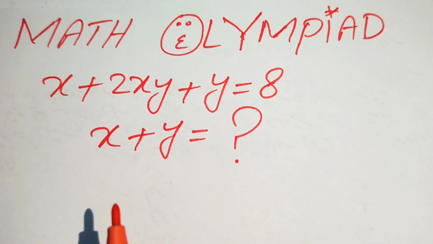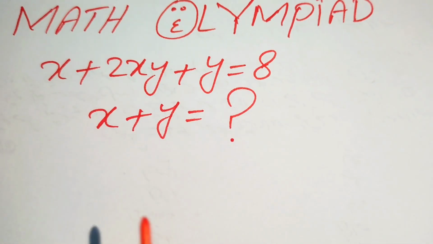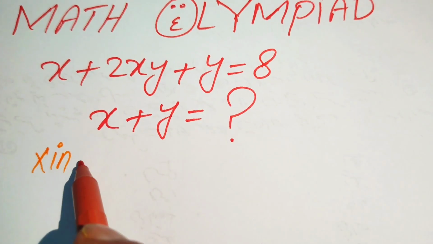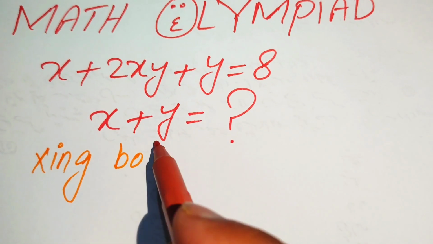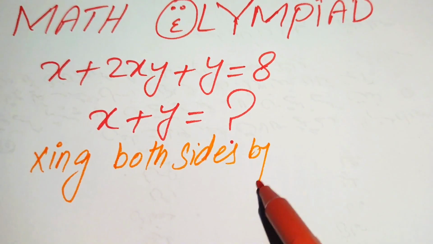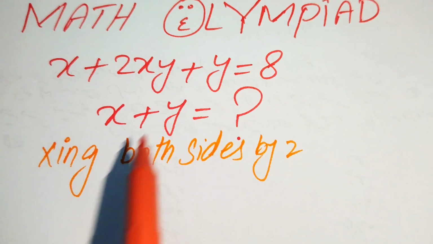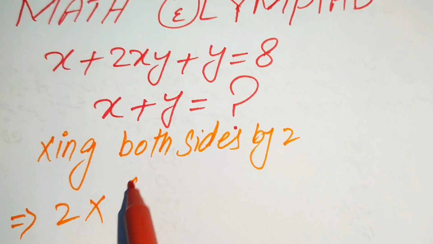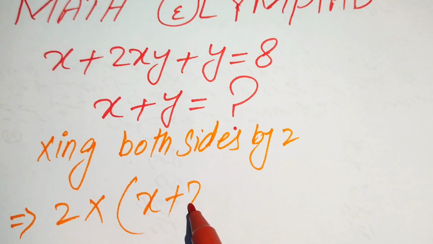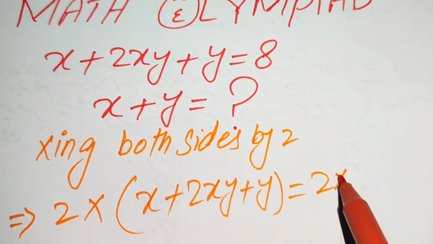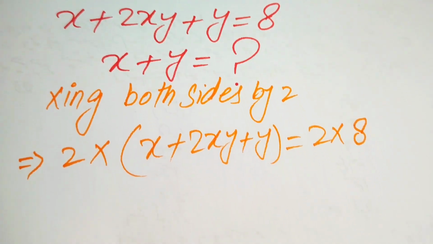So the very first step we are going to do is multiply both of the sides by 2. This is our given equation, and we multiply it by 2. It will be written as 2 times (x + 2xy + y) = 2 multiplied by 8.